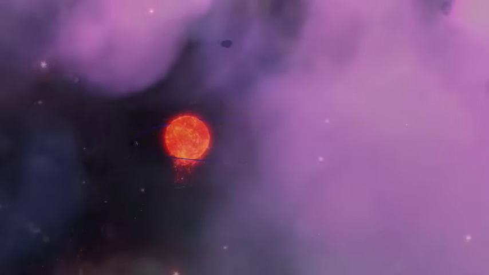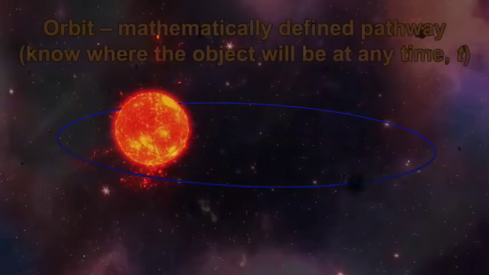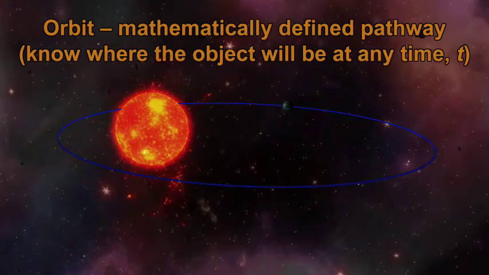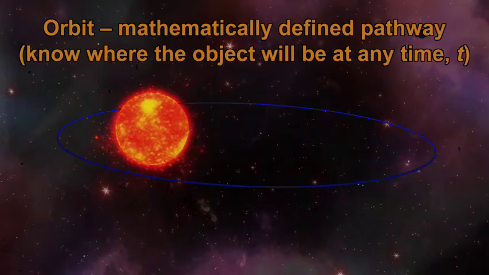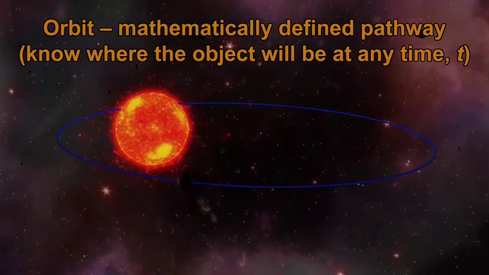An orbit is a mathematically defined pathway. For example, how the Earth orbits the Sun. Using classical Newtonian physics, we can predict where the Earth will be on the orbit at some time t and where it was at some time t.